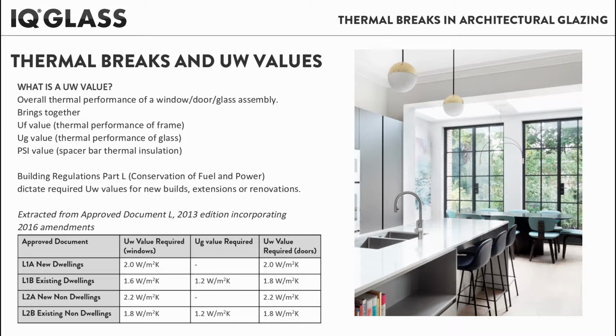Thermal breaks will have a real effect on the thermal performance and overall UW value of your glass installation. The overall UW value for a window or door is made up of various parts. It includes the thermal performance of the frame, that's the UF value, the thermal performance of the glass, that's the UG value, and the thermal performance of the spacer bar, and that's the psi value. All of these values come together to create the weighted U value for the window or door. This is called the UW value. Building regulations state the minimum UW value you need for your project, and you can see those values written here.